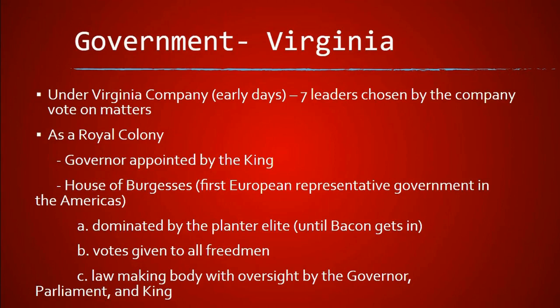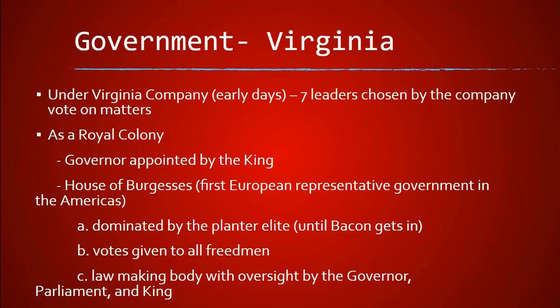Now on to political matters. In Virginia, originally there were 7 leaders chosen by the company financing the venture. These 7 leaders, of which John Smith was one, would vote on issues. However, as the colony was floundering from starvation and war, it was taken over by the crown and turned into a royal colony. The governor was appointed by the king, while the House of Burgesses formed as the first European representative government in the Americas. It was dominated by the planter elite. Technically, all freedmen had votes, but still, the elite mostly maintained control until a guy named Nathaniel Bacon came around.